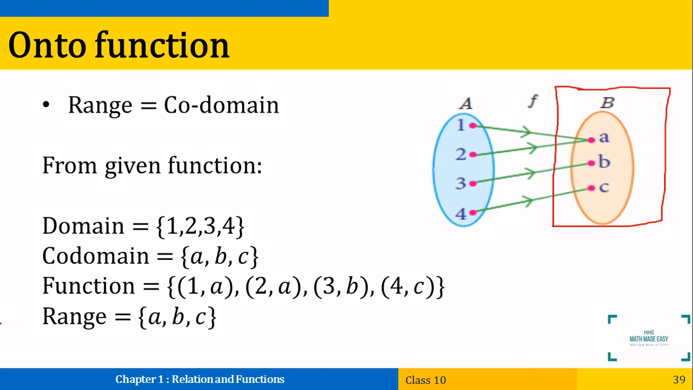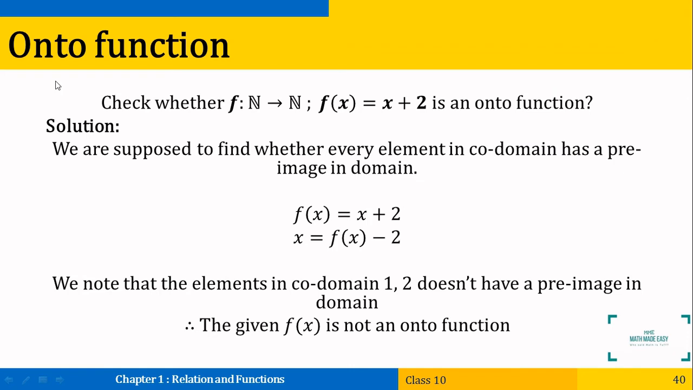So let's take the range of this particular function, that is, the range is here {a, b, c}, but look that the codomain is actually equal to the range. Whenever codomain equals range, then that function is called an onto function. So let's check whether a given function is an onto function or not, right? Let's define a function f from natural numbers to natural numbers to be f of x equals x plus 2. So let's check whether this is an onto function or not.